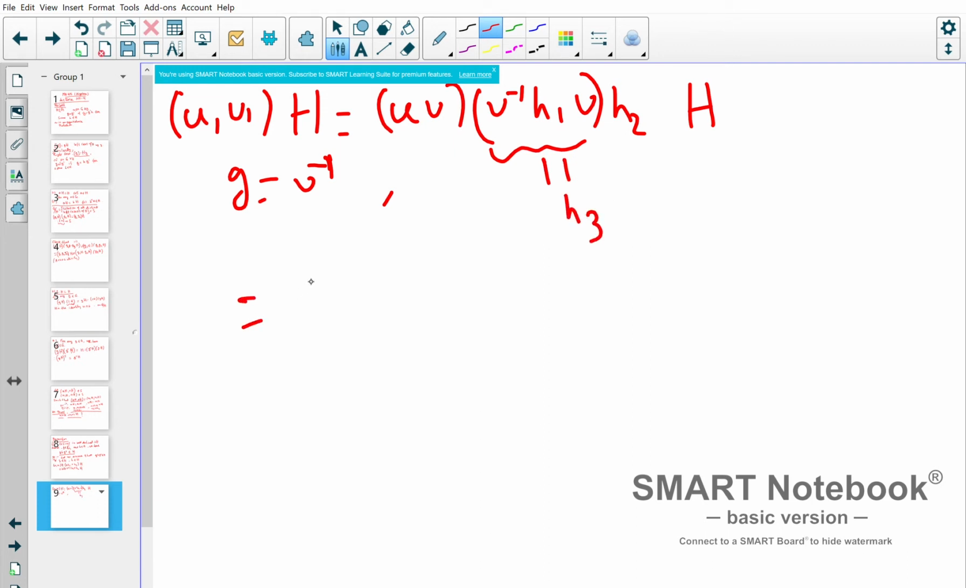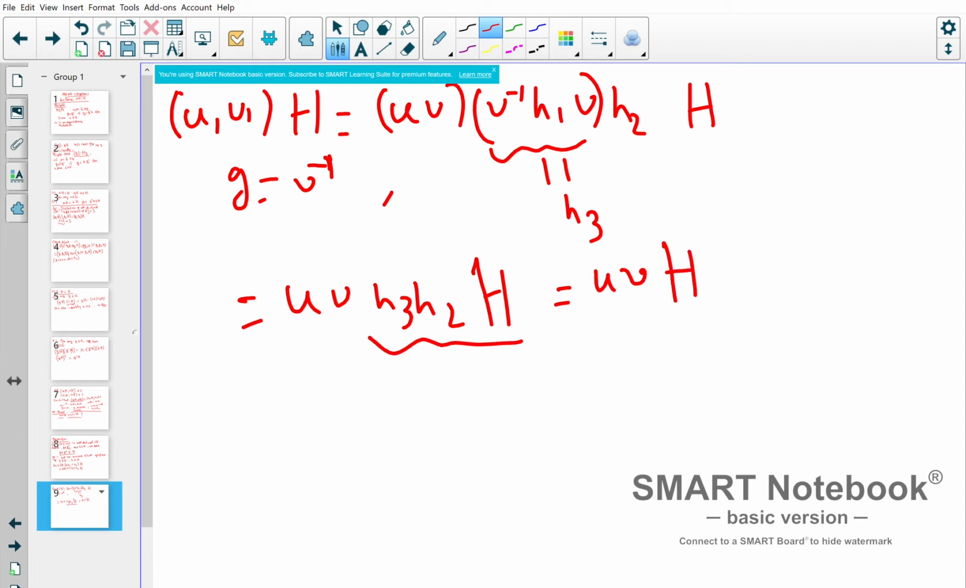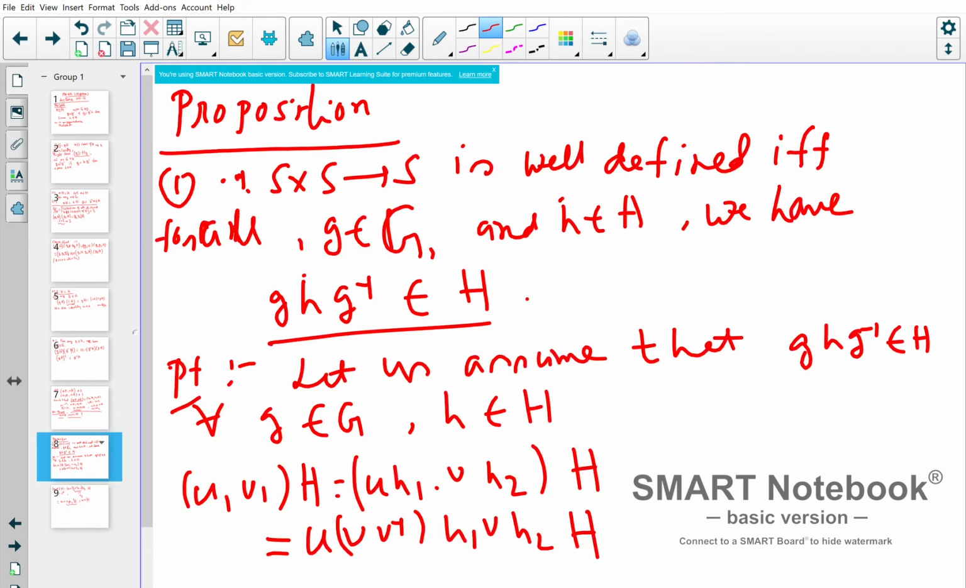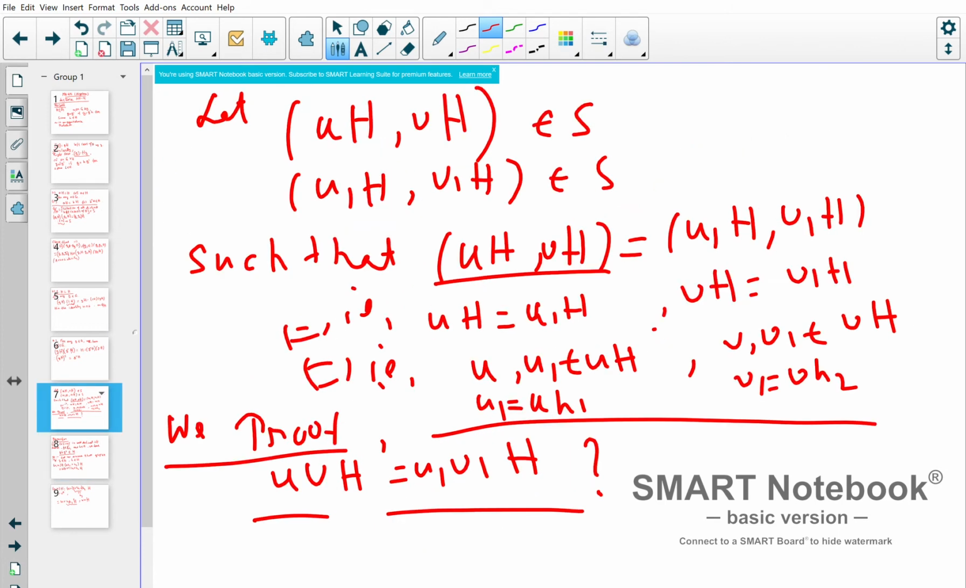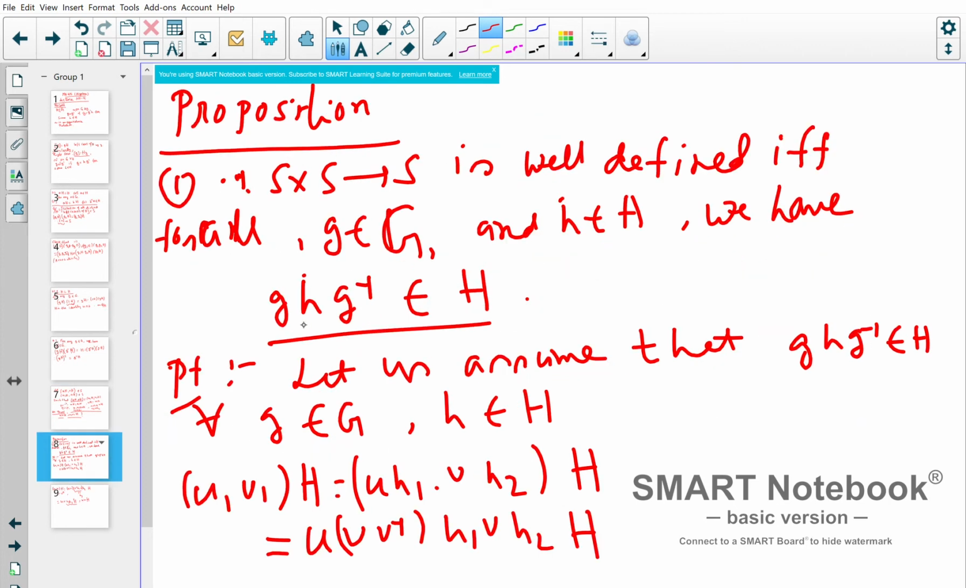So you can write down UV H3 H2. Again H2 H3 will become some H4, right? So this is again an element of H. So this is nothing but UV of H, right? So what I just proved is that U1 V1 of H is nothing but UV of H. So what does that mean? That means that my original question, whether these two are the same. So these two are the same under what condition? Under this condition, GH G inverse belongs to H for everything, right? Yeah. So one part we just proved, but this is if and only if, right?